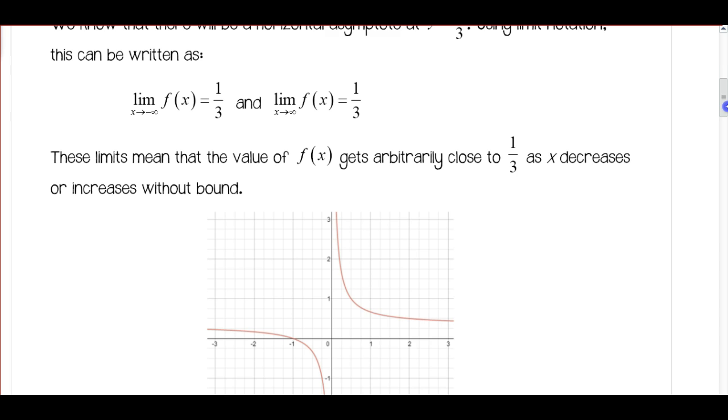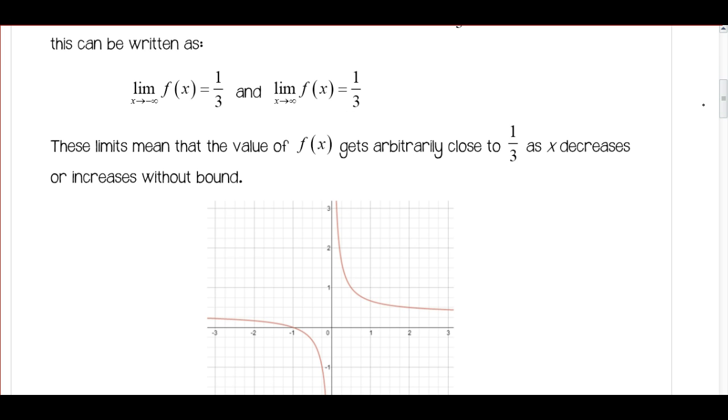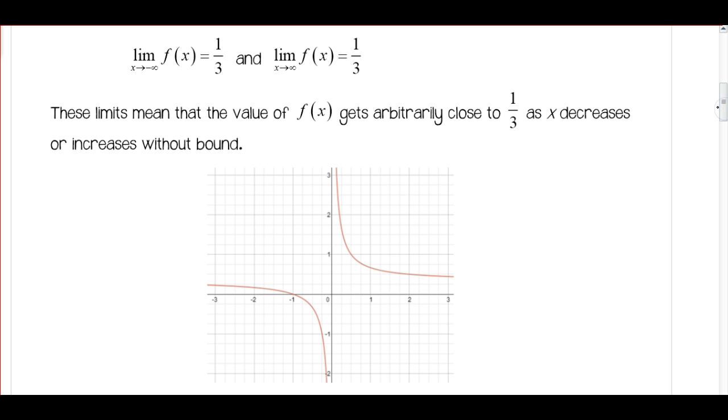If we take a look at the graph here, what these limits mean is that the value of f of x gets arbitrarily close to 1/3 as x decreases or increases. Here's the graph of this function, and we've got our horizontal asymptote right about here at 1/3. You can see as we approach negative infinity, we're getting really close to 1/3. Here's our 1/3 right here. And as we approach positive infinity, we're also getting close to that same asymptote, 1/3.